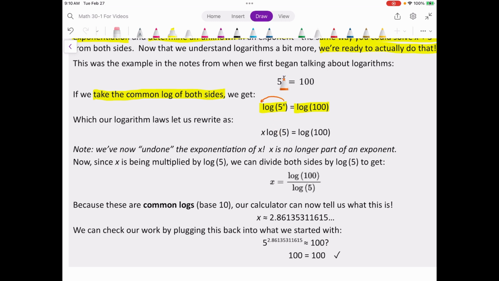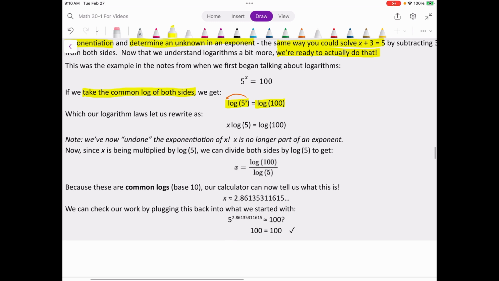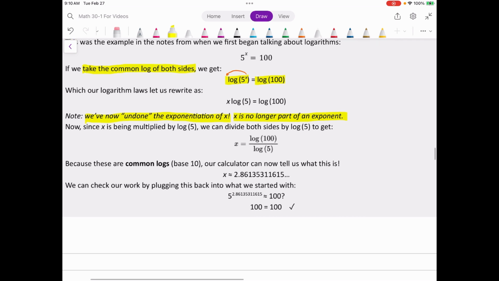We undid the fact that x was being exponentiated by taking the log of both sides, right? x is no longer part of an exponent. We now just have x times the log of 5 is equal to log of 100. And so there it is. We've now undone that exponentiation of x.